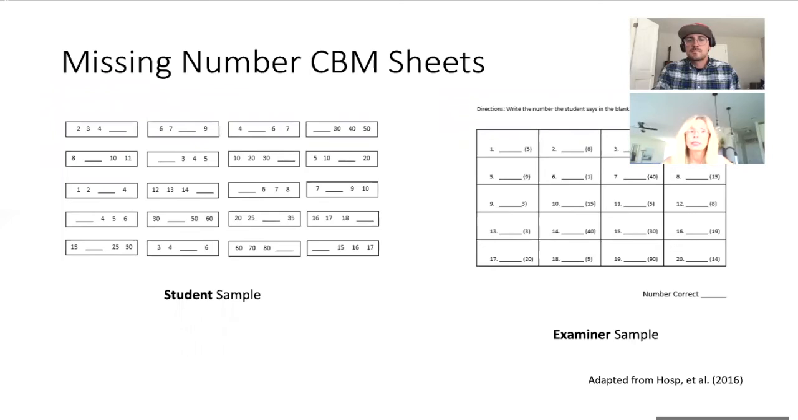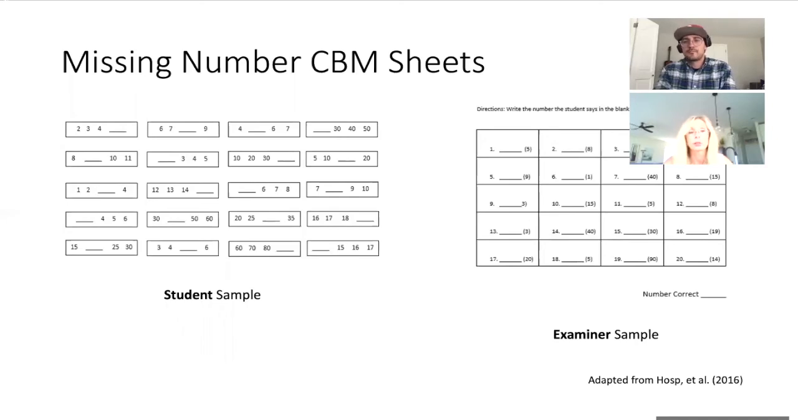On the left, you'll see a student sample, and on the right, you'll see the examiner sample, very similar to the last. There's a box, it has a series of numbers. It's missing a number in a different location. You'll notice they're randomly placed throughout. So in the first one, it's missing the last digit. In the second one, it's missing the third, but they are all in random order.